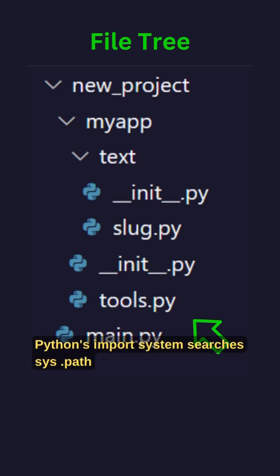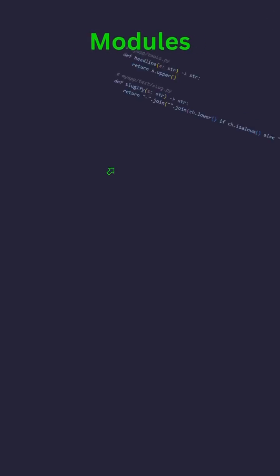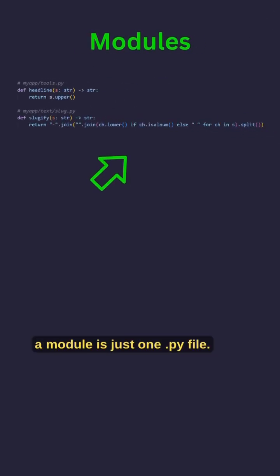Python's import system searches sys.path and it puts your script's directory first. For clarity, a module is just one .py file. A package is a folder of modules, traditionally marked by __init__.py.